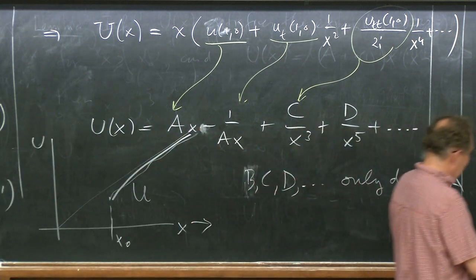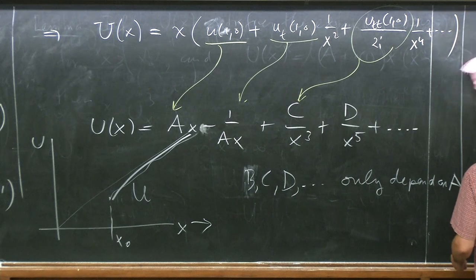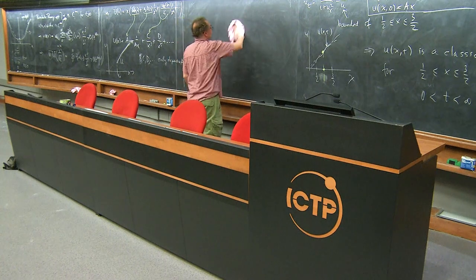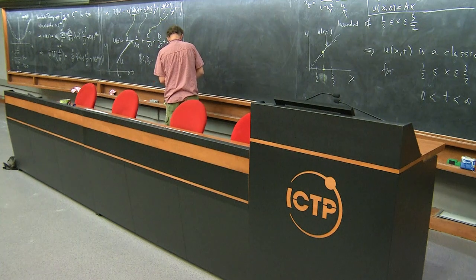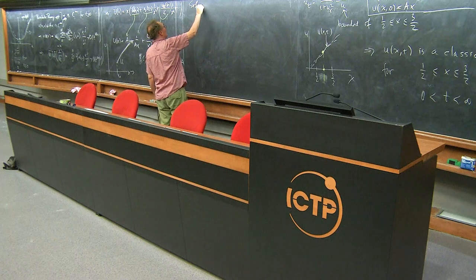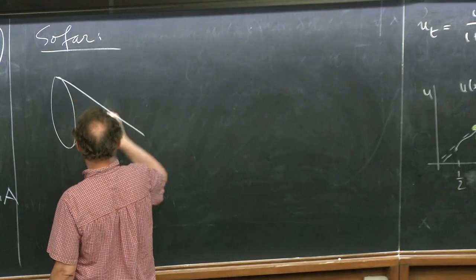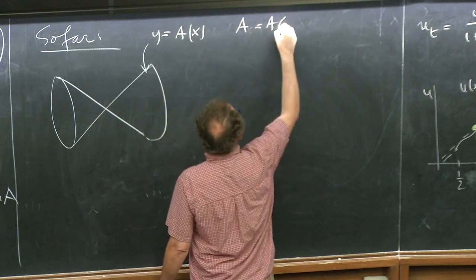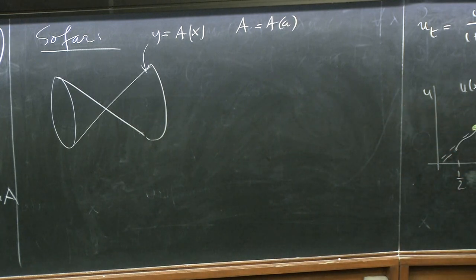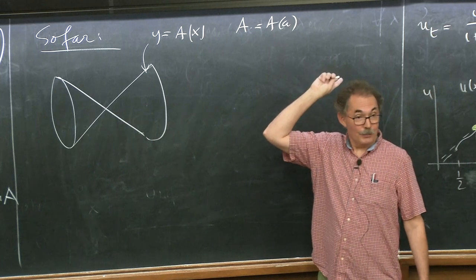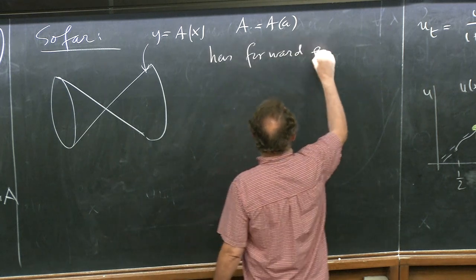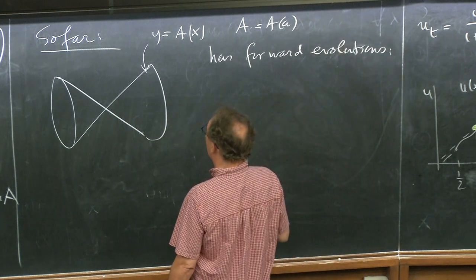Okay, so let's go back and summarize. What do we have so far? Let's assume we have a cone, and its opening angle is given by this. The radius is a times x, where a is the asymptotic slope of one of the self-expanders that I found before. Then which ways forward do we have? So there are two forward evolutions.